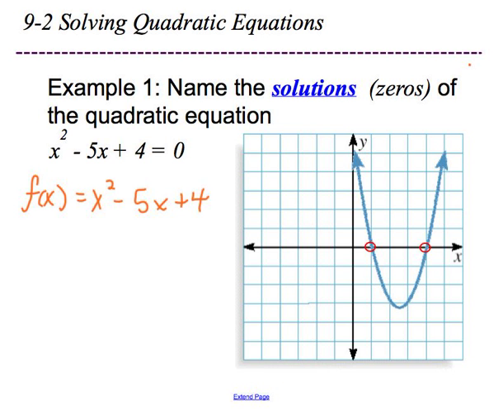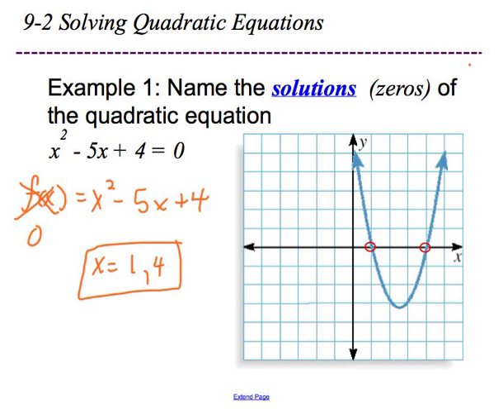finding where that graph, where the y value is 0. So where is the graph 0? It crosses the x-axis right here at x equals 1, and 2, 3, 4, at 4. So the x values of 1 and 4 would make this equation true.